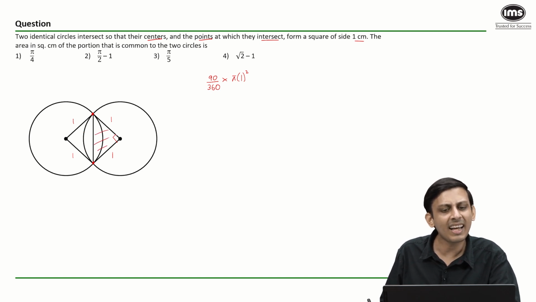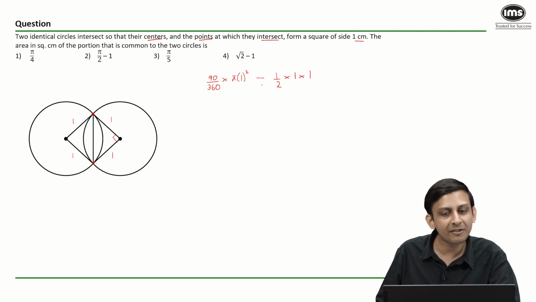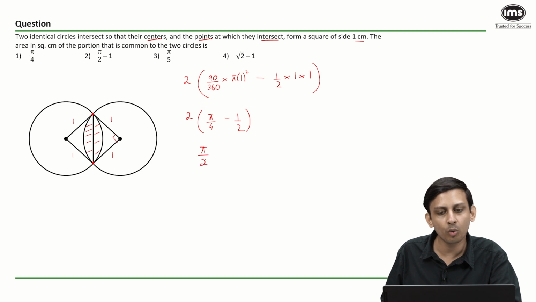Now this triangle is a right angle triangle. Perpendicular sides are 1. So the area of this triangle is half into base into height, half into 1 into 1. Now this will give us the area of this segment. But the common area was this segment and also the other segment. Both segments are the same. So if we multiply the area of one segment with 2, we will get the area of both segments. So now we just have to calculate this: 2 into pi by 4 minus half. That will give us pi by 2 minus 1, which is there in option 2.